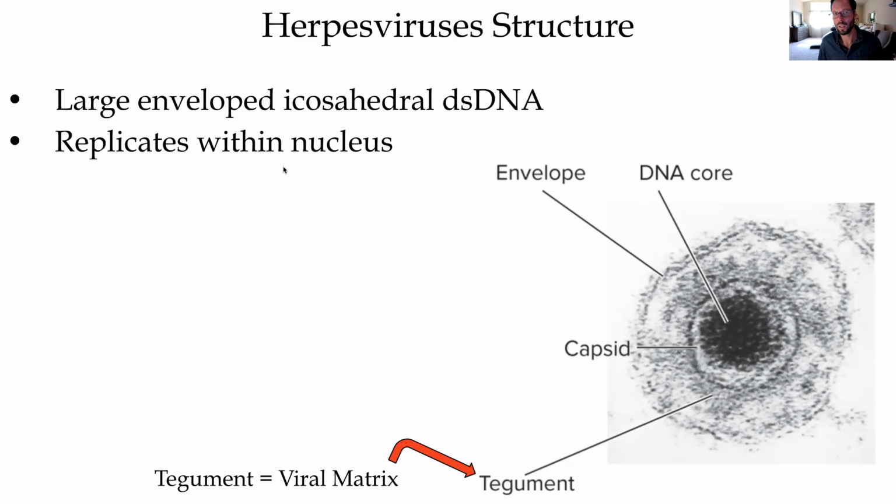And so it has inside, here's the DNA, here's the capsid. On the outside, we have the envelope, and then in between is what's called the tegument. And that's the matrix proteins and stuff that are there in between the envelope and the capsid itself. Okay.